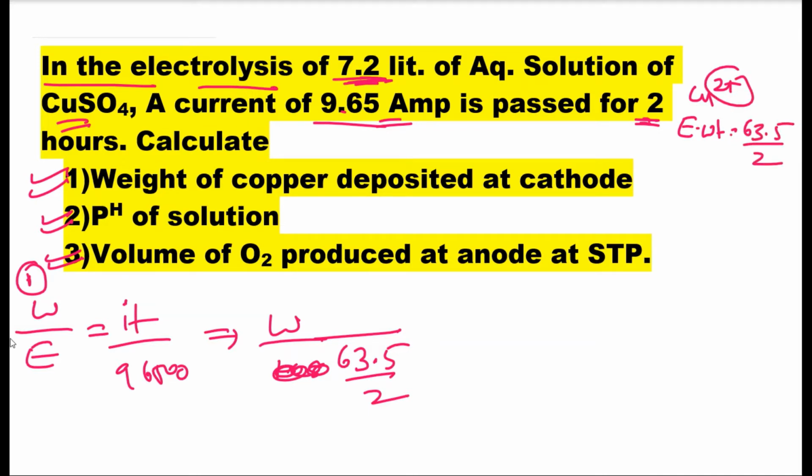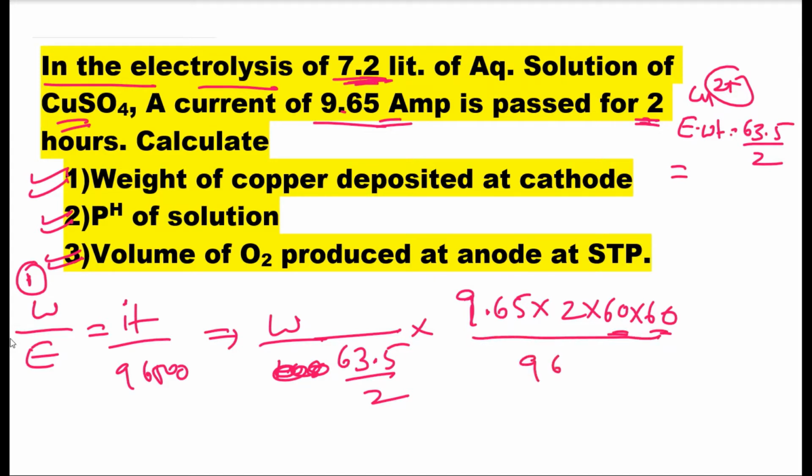So this is the equivalent weight of Cu2+, into IT. I is 9.65, into 2 into 60 into 60, because I converted hours into seconds, by 96,500. Then after calculation you get the W value: 22.8 grams. So this is the problem, very simple. Current is given, time given, equivalent weight you calculate easily. Cu2+. So this is the first problem.